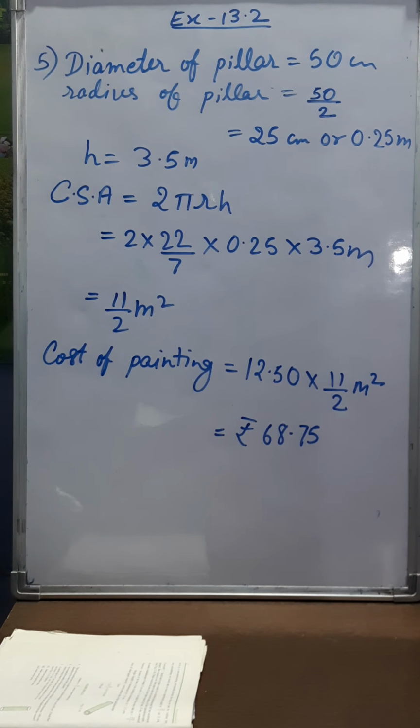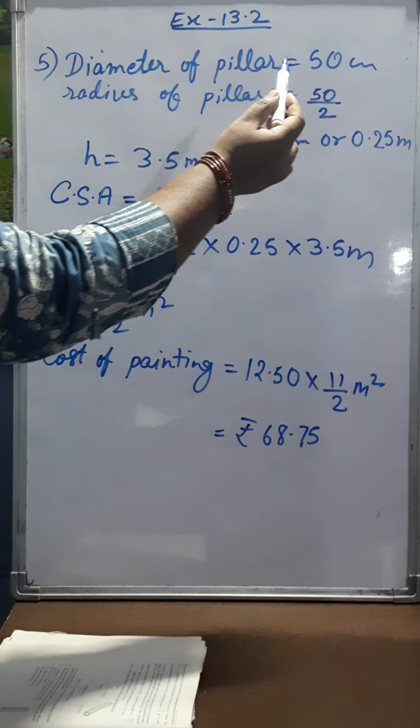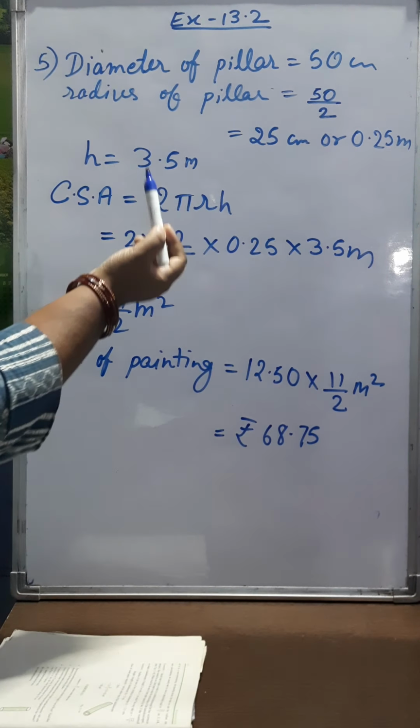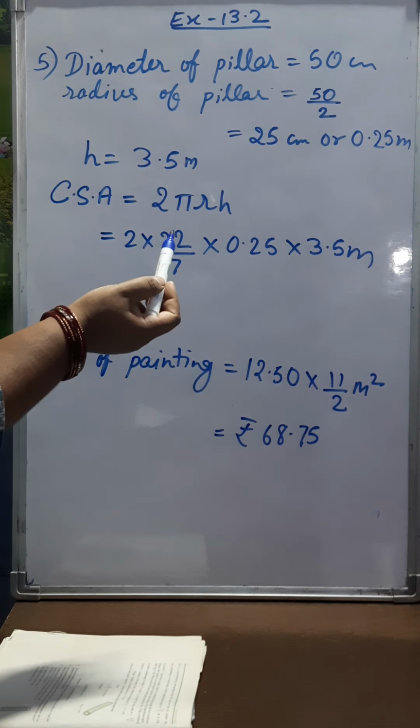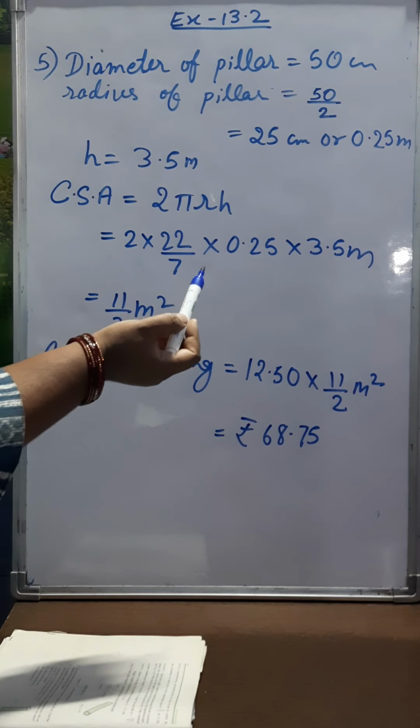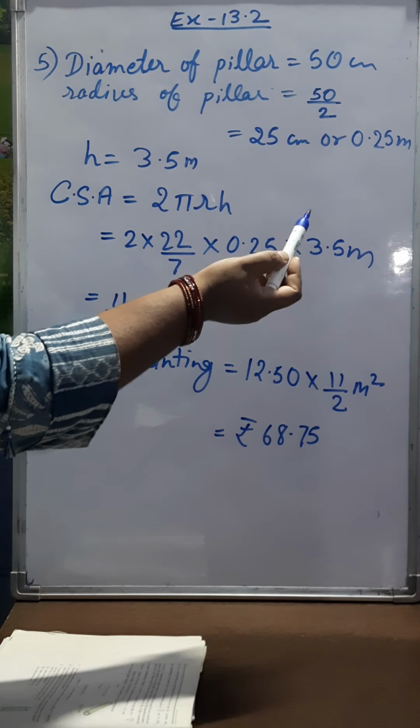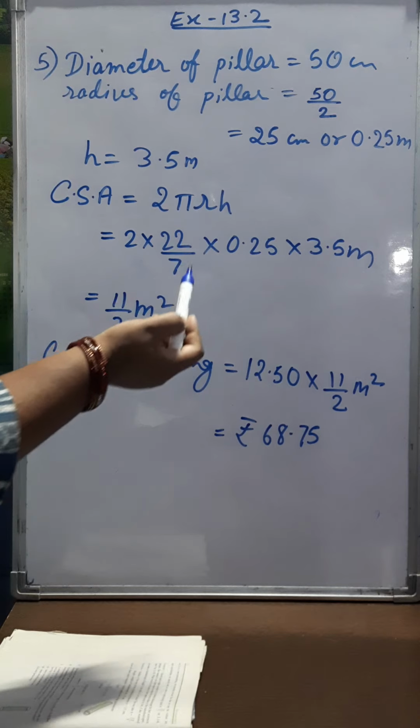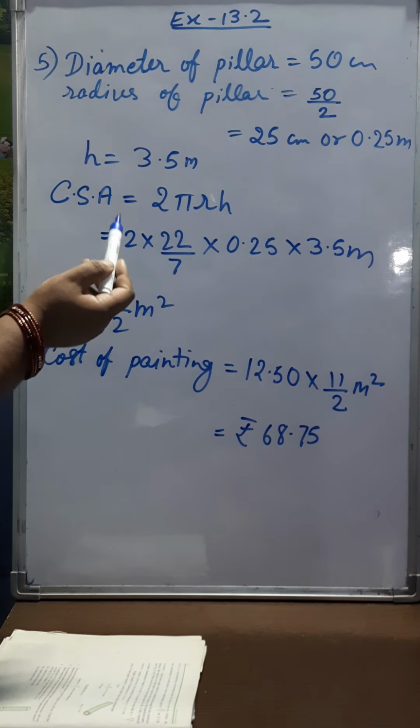Now see question number 5, which says that a cylindrical pillar is 50 cm in diameter and 3.5 meter in height. Find the cost of painting the curved surface area of the pillar at the rate of rupees 12.50 per meter square. So here you can see the diameter of the pillar is given as 50 cm. So first we will calculate its radius by dividing by 2. So we have 25 cm. 25 cm when converted into meter, you will get 0.25 meter. Height is given as 3.5 meter.